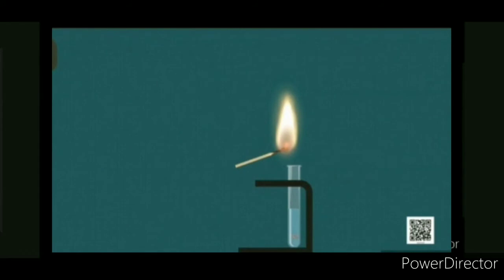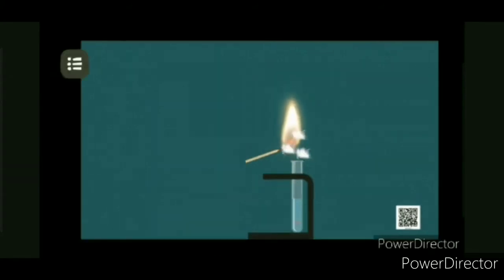Now bring a burning matchstick near the mouth of the test tube. You will again hear a popping sound. It means the gas produced here is hydrogen gas, because the occurrence of a popping sound when a gas reacts with a burning matchstick is a characteristic feature of hydrogen gas.